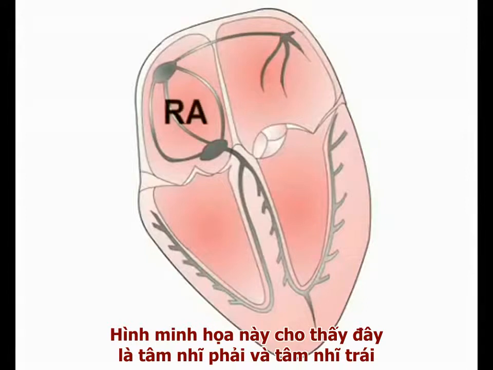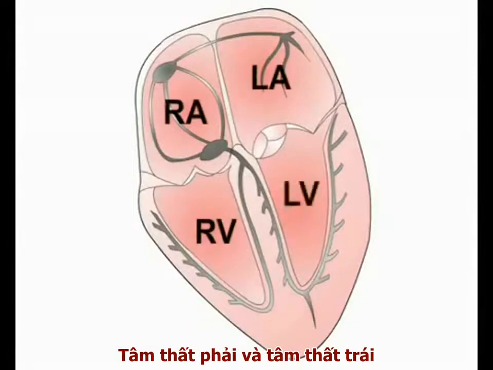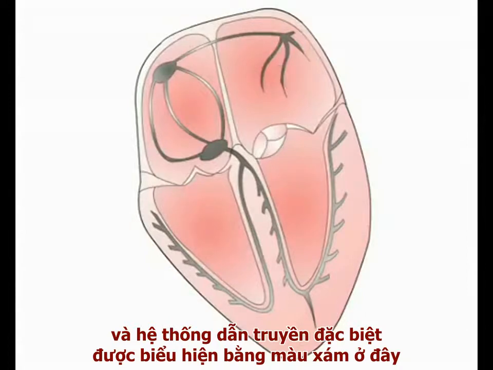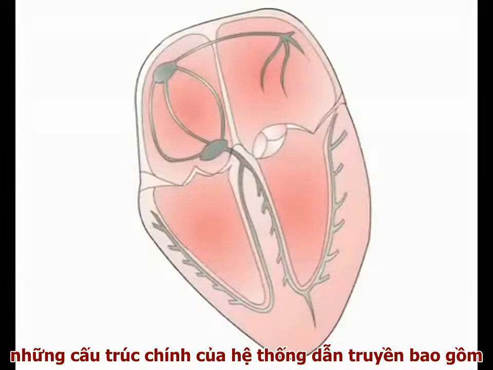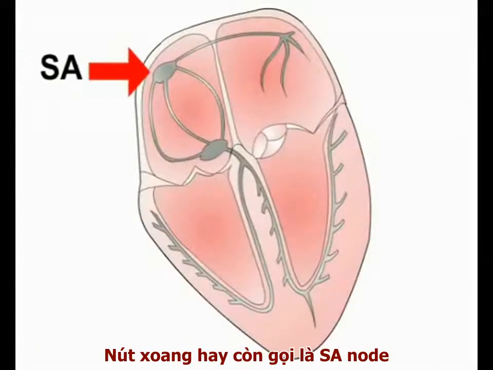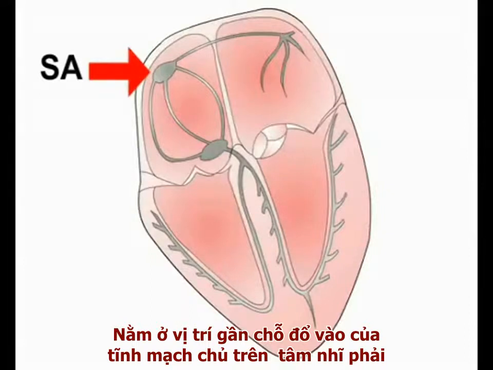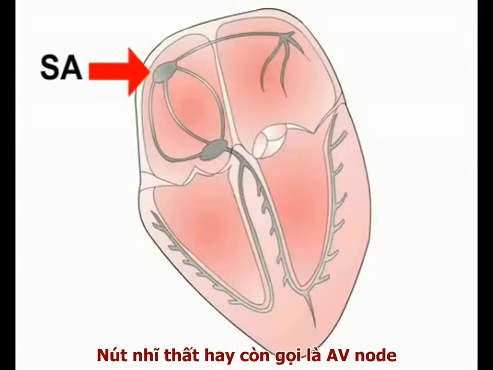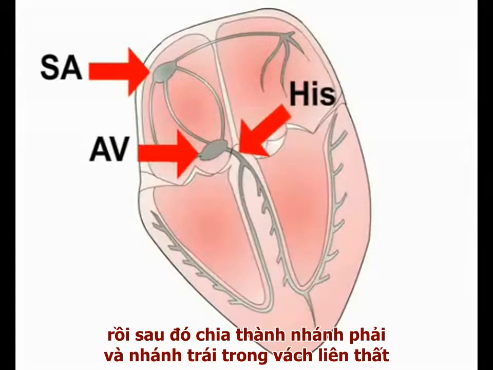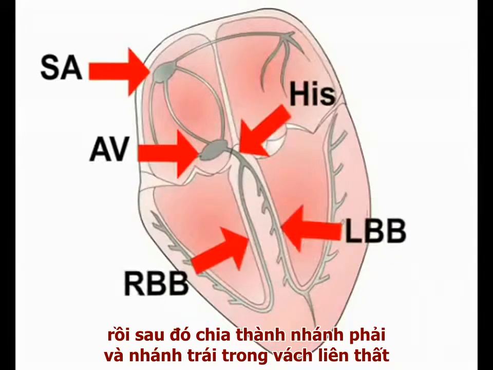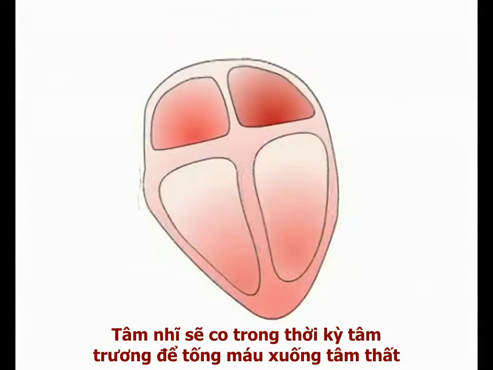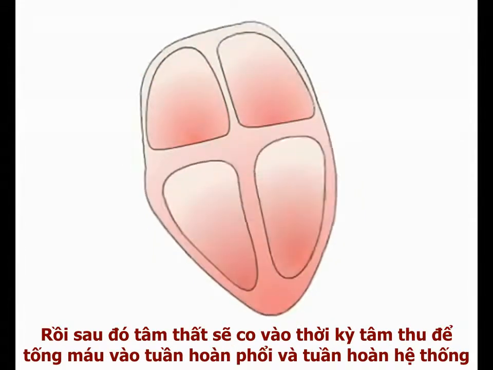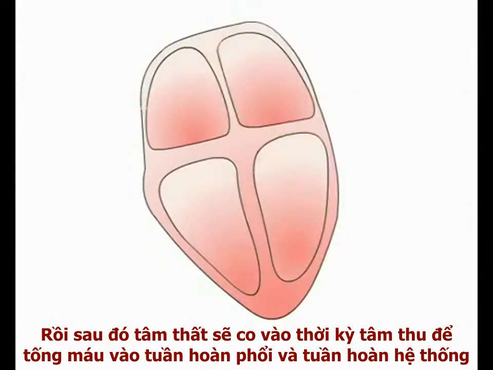The schematic shows the right and left atria, the right and left ventricles, and the specialized cardiac conducting system seen here in grey. You will remember from anatomy that the main components of the conducting system are the sinoatrial or SA node, situated near the entry of the superior vena cava into the right atrium, and the atrioventricular or AV node leading into the bundle of His, which then divides into the right and left bundle branches in the interventricular septum. During each cardiac cycle, the atria contract in diastole to fill the ventricles, which then contract during systole to supply blood to the lungs and the systemic circulation.